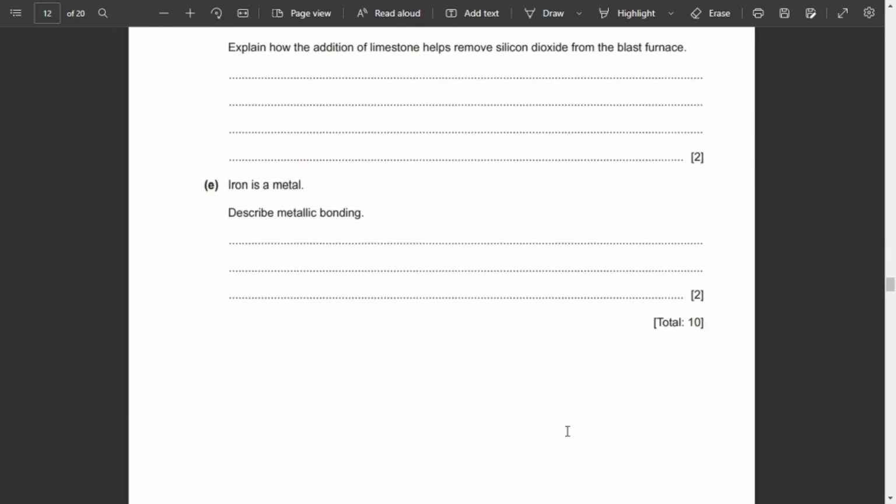Moving on to part E, iron is a metal. Describe metallic bonding. So what is metallic bonding? We have basically positive ions, and those positive ions are surrounded by a sea of electrons.